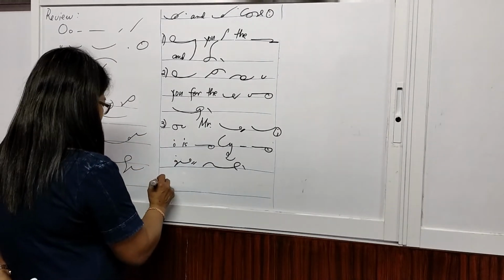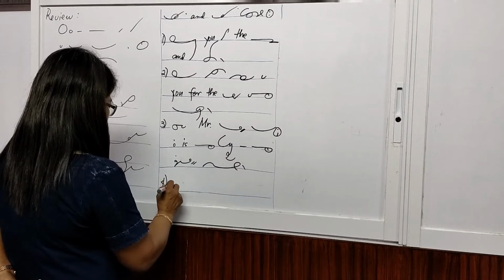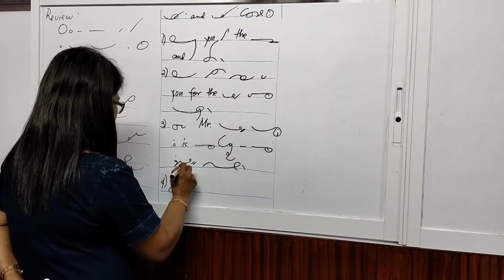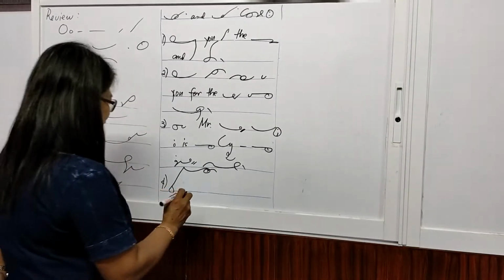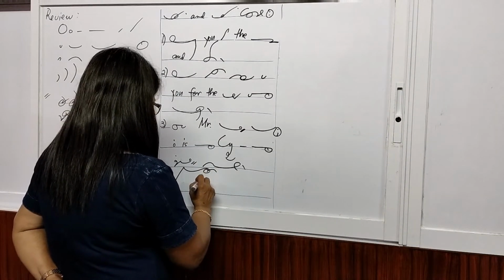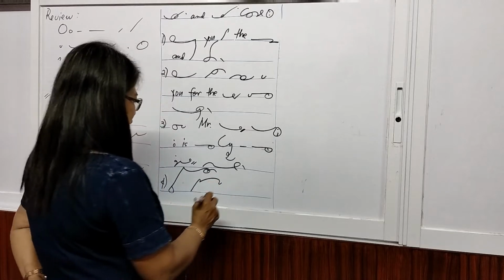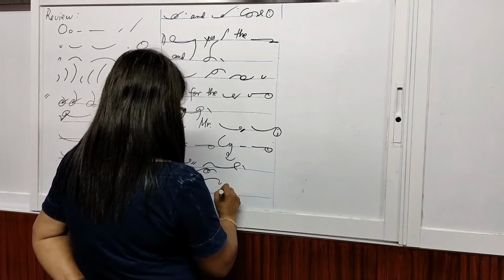And then number 4. I and would, L-I-K. What could be the phrase? T-U-G-O. T-U.